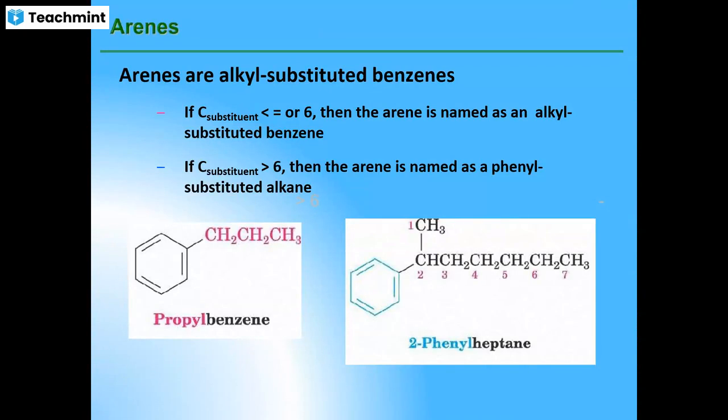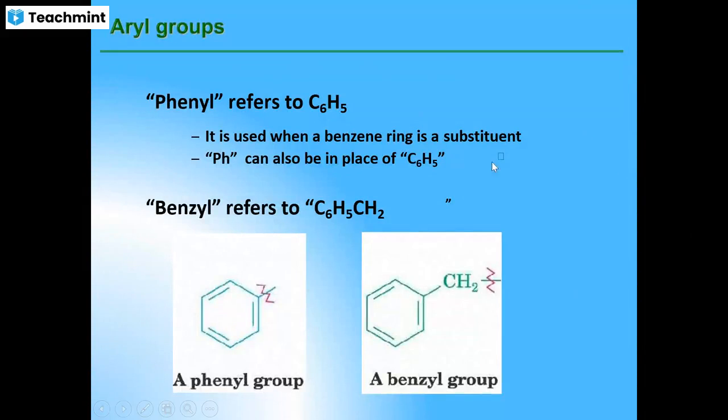So keep in mind everyone, if carbon atoms are more than 6, then we use benzene as a phenyl substituent on that. Now next one. Phenyl refers to C6H5. The benzene formula is C6H6, but phenyl refers to C6H5.